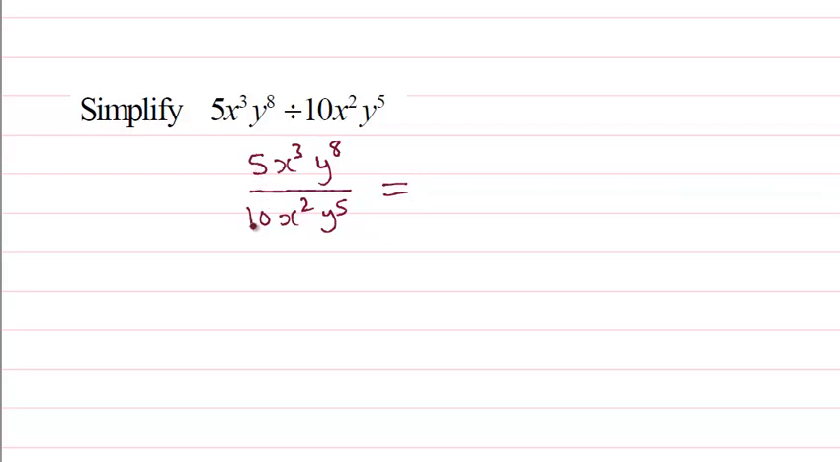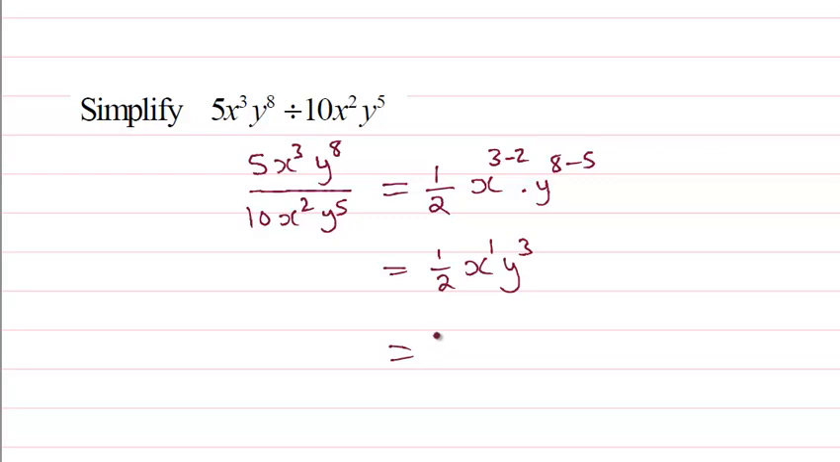Now we divide 5 by 10, which is going to give you half. Then x, 3 on the top, 2 on the bottom, that means 3 minus 2. Then y, 8 on the top, 5 on the bottom, means minus 5. Now it's half, x to the power 1 times y to the power 3. But we don't normally write 1, so just half x y to the power 3.